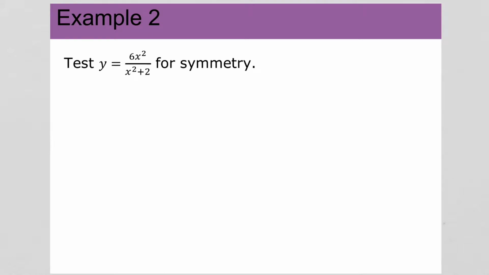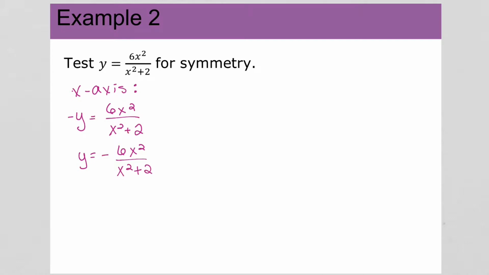So for example 2, we're going to test for symmetry, all 3 types. So first, with the x-axis, we take our function and we're going to plug in negative y for y. Then we solve it for y. So we just basically get the negative over. So if we multiply both sides by negative 1, then we have negative 6x squared over x squared plus 2. Now you can see that this equation is different from this one. So that means it's not symmetric with respect to the x-axis.